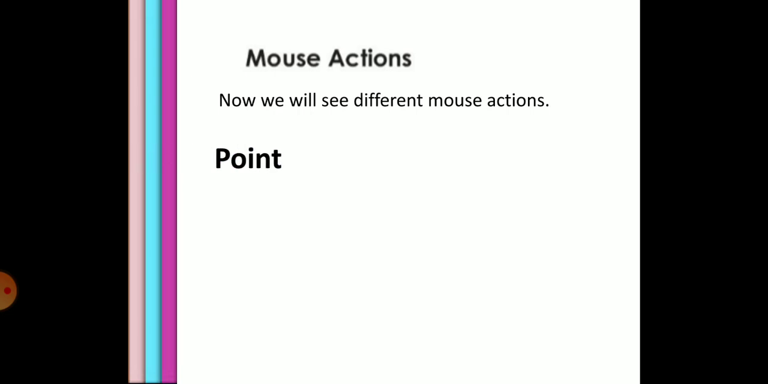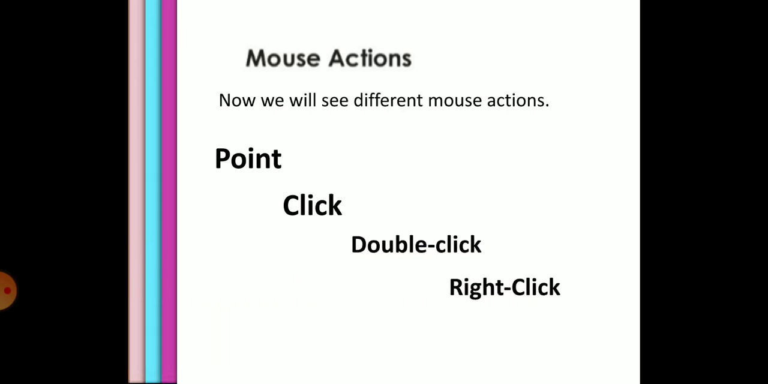Now let us see different mouse actions. What are the different actions of mouse? First is point, then click, double click, right click, drag and scroll. These are 6 different actions of the mouse.